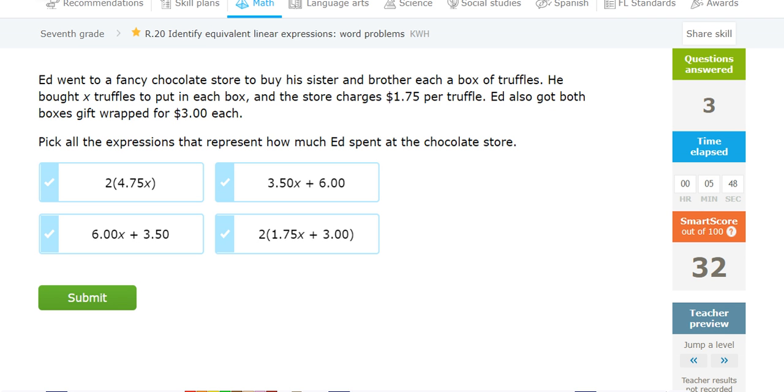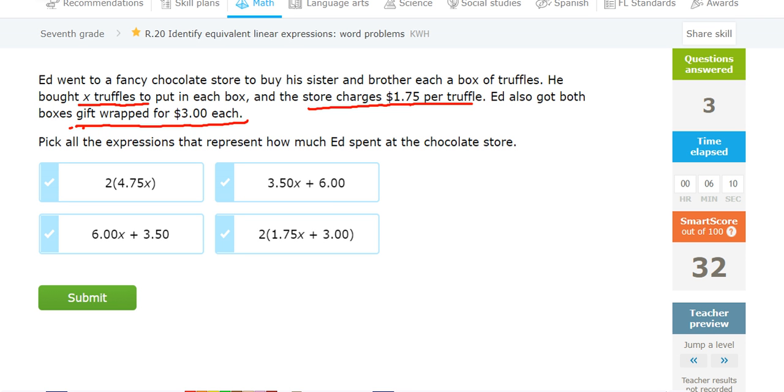So once again, there's multiple things happening. So we go back through. There's going to be X truffles that's going to go in each box. The store charges $1.75 per truffle, and they got the gifts wrapped for $3 each. So you just have to take some time and analyze what's happening.